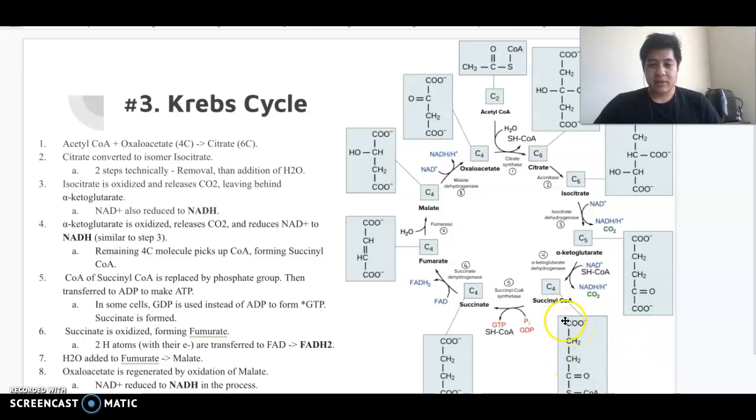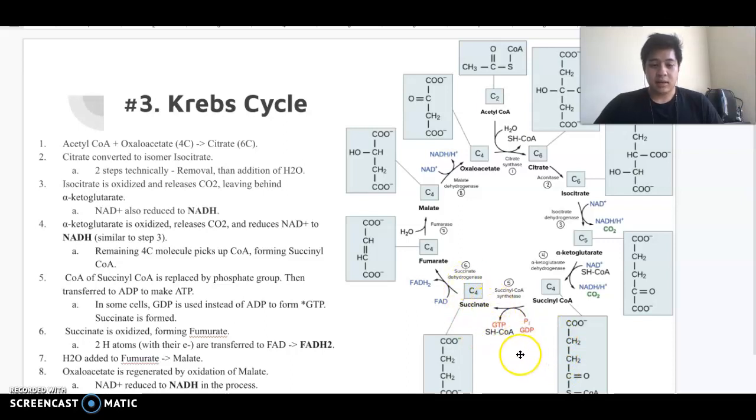In step 5, the CoA of the succinyl-CoA is replaced by a phosphate group. It's then transferred to ADP to make ATP. And in some cells, GDP is used instead of ADP to form GTP, and succinate is formed in this regard.